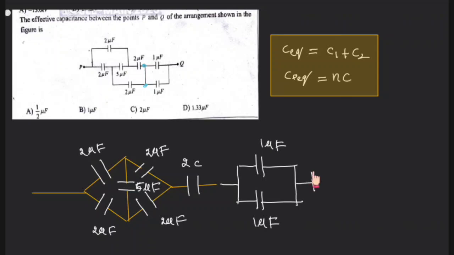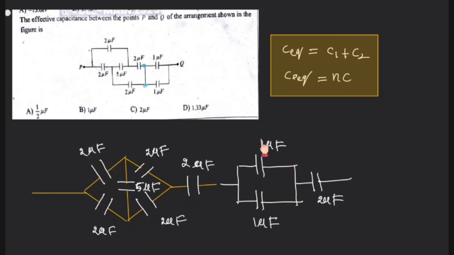Now these two are in series. If identical capacitors are in series, that will be C by 2, so 2 by 2 will be equal to 1 microfarad, right? And here also this will be equal to 1 microfarad. Along with this there is one more capacitor here, 2 microfarads, right? Now these two are in parallel, therefore that net will be 2 microfarad.